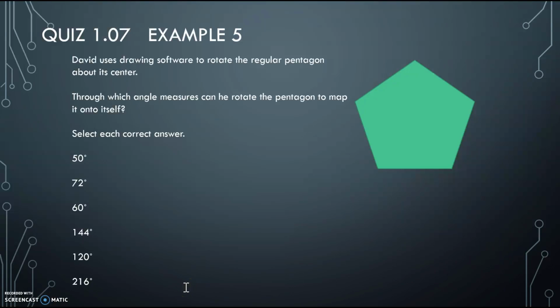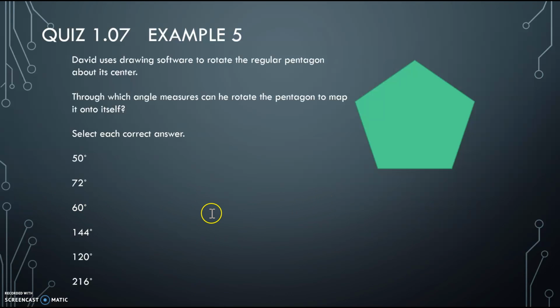Quiz 1.07, Example 5. David uses drawing software to rotate a regular pentagon around its center. Through which angle measures can he rotate the pentagon to map it onto itself? Select the correct answers. So regular means all the sides are the same.